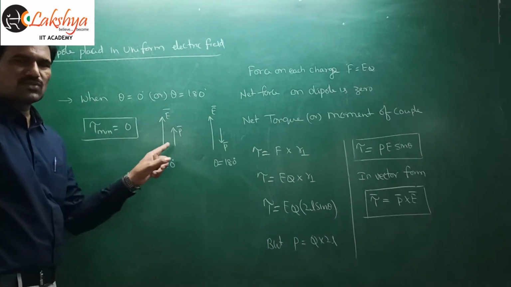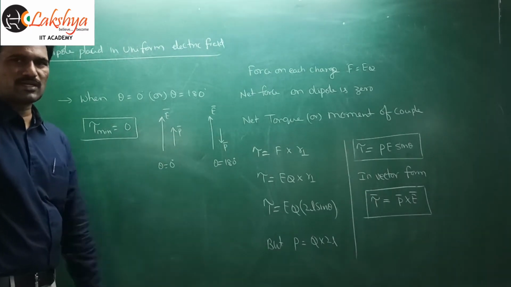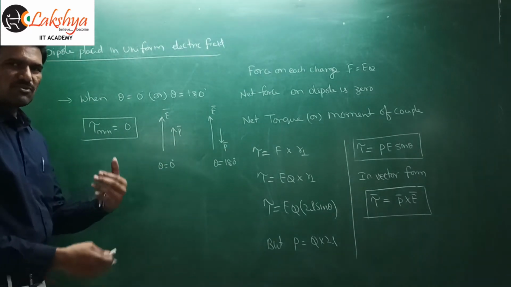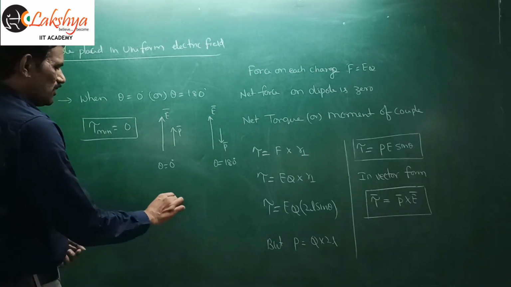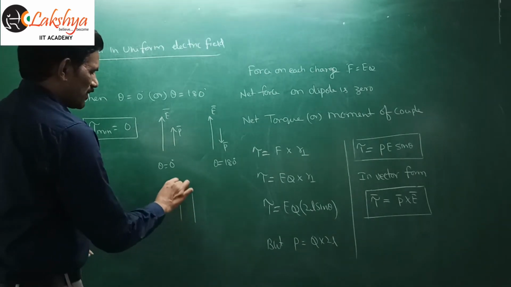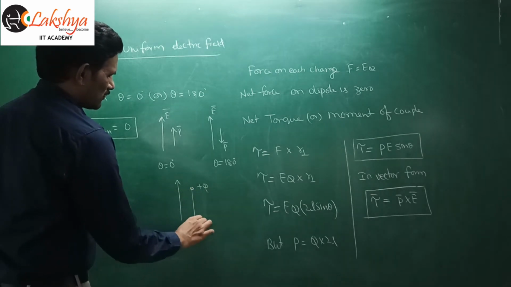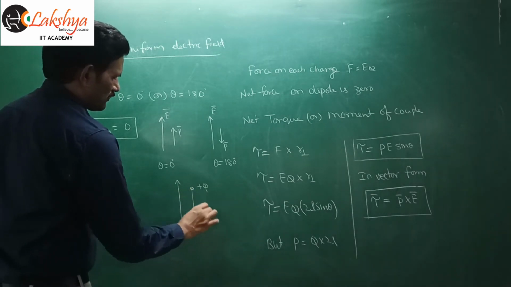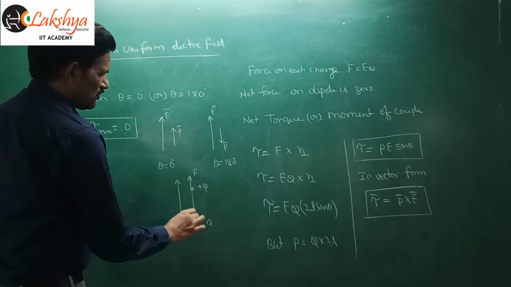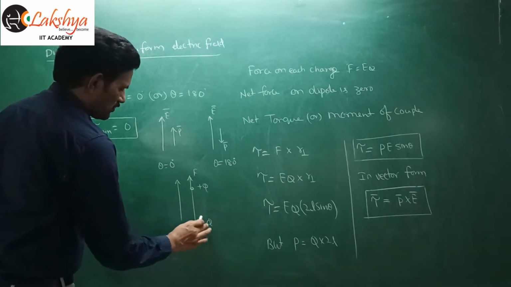Either in this case or in this case, there is no torque acting on this, because those forces will pass through the center only. Suppose a dipole is placed parallel to this, this is a positive charge and this is a negative charge here, right? Then the force acting on the positive charge will be like this and the force acting on the negative charge will be like this.